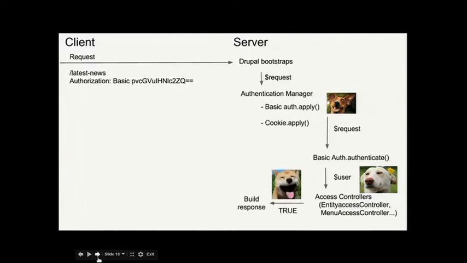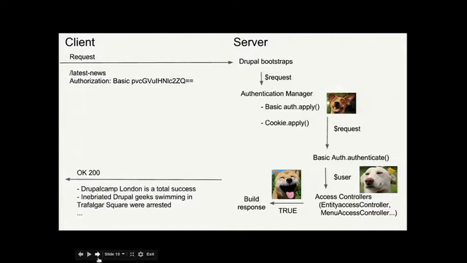Finally, because we found a user and that user can read that list, we get another positive response, and we hand this to the controller that is gonna build this list. So we're gonna build the response, and then finally we get a 200 code and the list of news. That's how the authentication system works within Drupal bootstrap. Any doubts so far? Any questions?